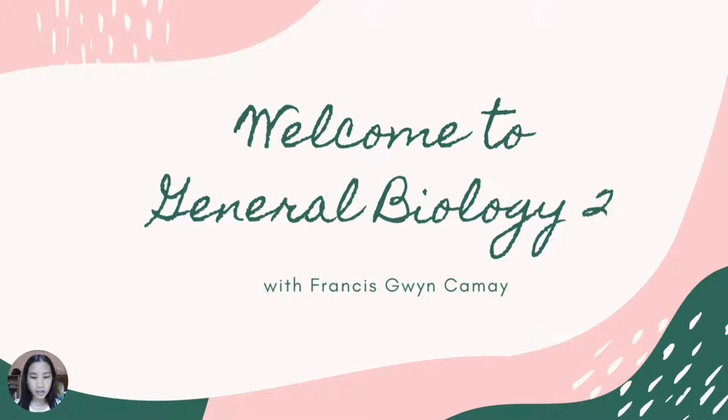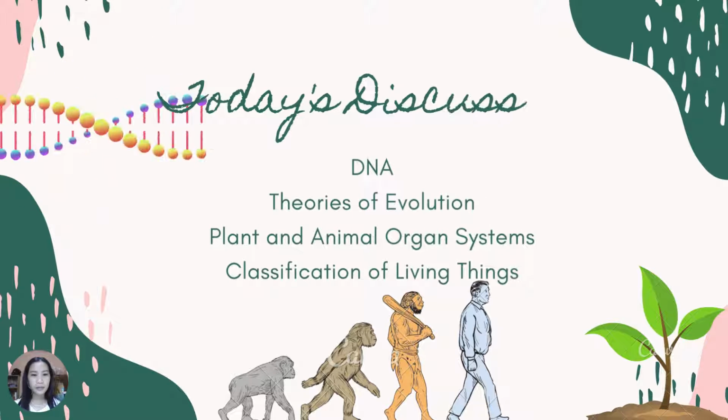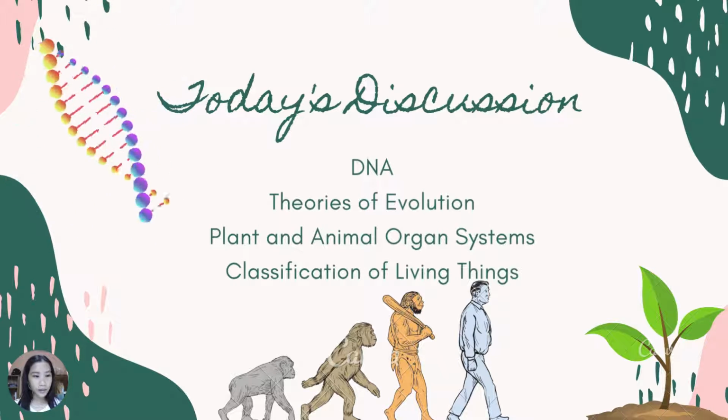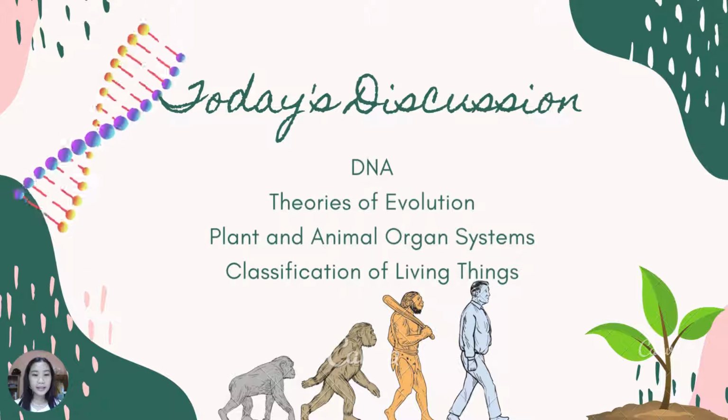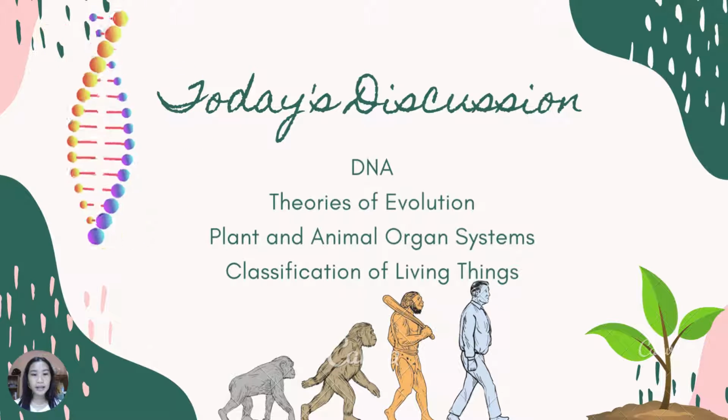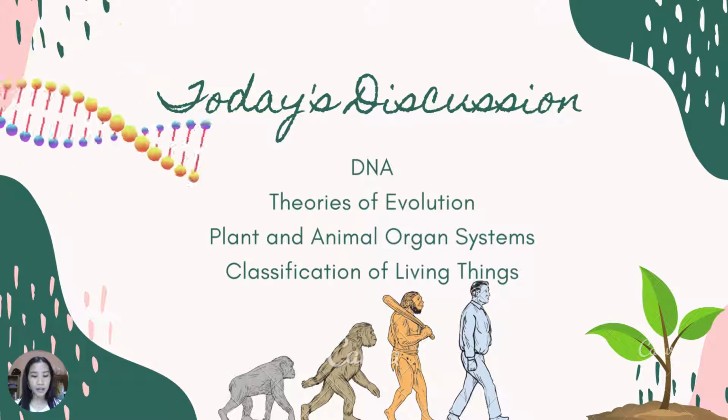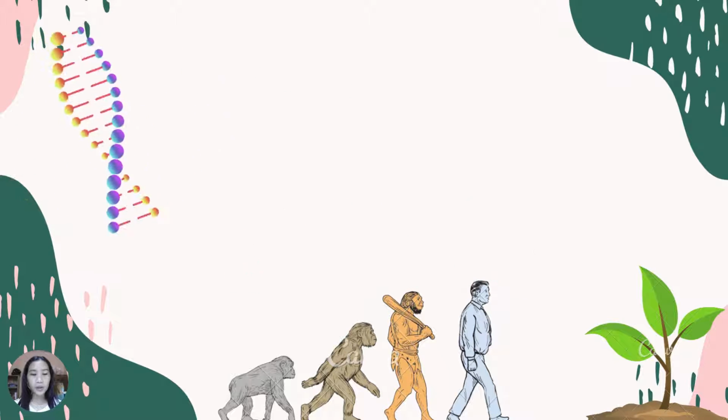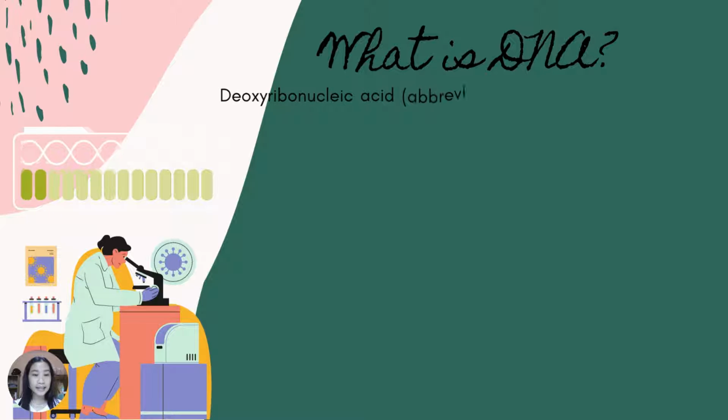For today's discussion, I will tackle the following topics: the DNA, theories of evolution, plant and animal organ systems, and the classification of living things. To start with, what is DNA?